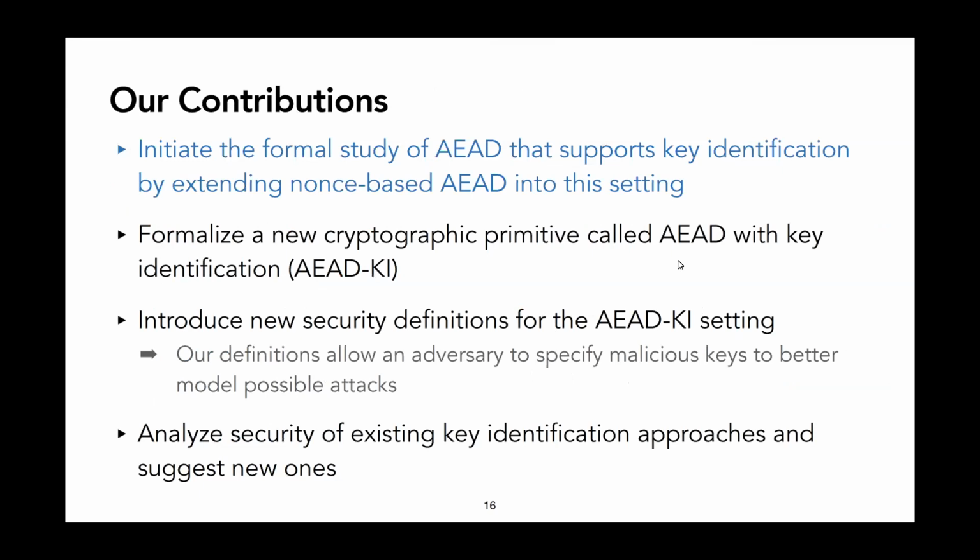So we remedy this by initiating the formal study of AAD that supports key identification by extending nonce-based AAD into this setting. This talk will formalize a new cryptographic primitive that we call AAD with key identification, or AADKI. Now decryption takes in a vector of secret keys, and part of the decryption task is to identify the correct key before decrypting. We'll also introduce new security definitions for the AADKI setting.